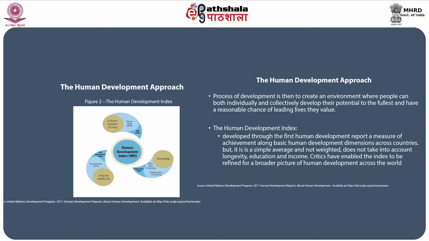The process of development is then to create an environment where people can, both individually and collectively, develop their potential to the fullest and have a reasonable choice of leading lives as they value. The Human Development Index, developed in the backdrop of the first Human Development Report, is a measure of achievement along basic human development dimensions across countries, but it is a simple average and not weighted. It does not take into account dimensions other than longevity, education and income. Critics have enabled the index to be refined for a broader picture of human development across the world.